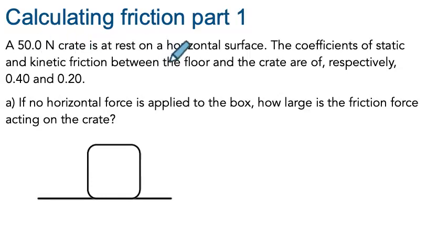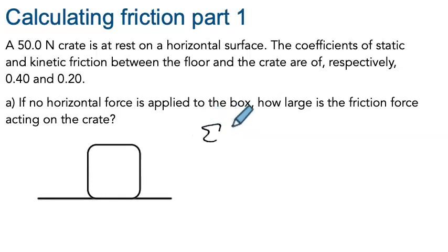A 50 Newton crate is at rest on a horizontal surface. The coefficients of static and kinetic friction between the floor and the crate are respectively 0.4 and 0.2. If no horizontal force is applied to the box, how large is the friction force acting on the crate? Essentially, I'm asking about an applied force that was initially there, or could be there, and we remove that force. What is the friction in this situation when there are no other forces acting?